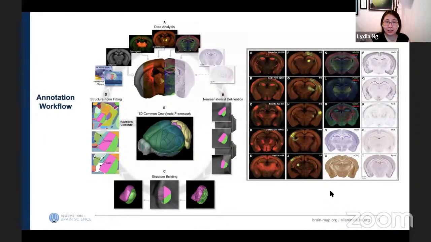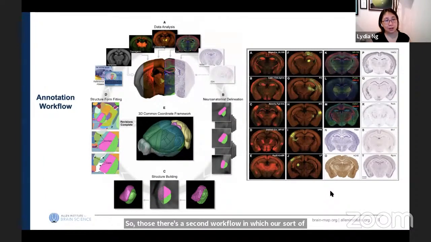Annotating data in 3D is kind of time intensive and cumbersome. So there's yet a second workflow in which our senior neuroanatomists will go in and do primary delineation in a subset of the images. And then our research assistant team will come in and help fill in that 3D shape by, at every step, trying to make sure that the shape stays a 3D integral shape.